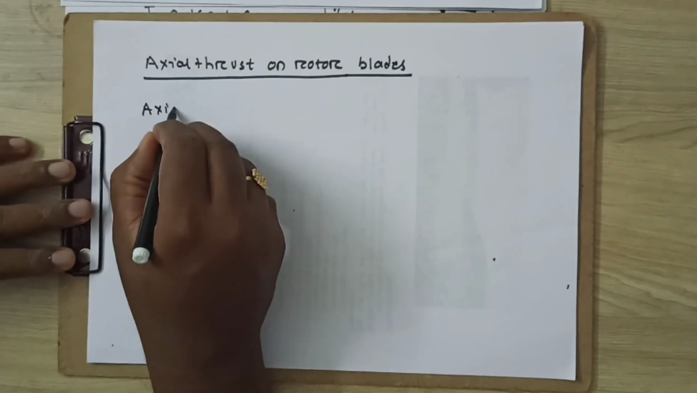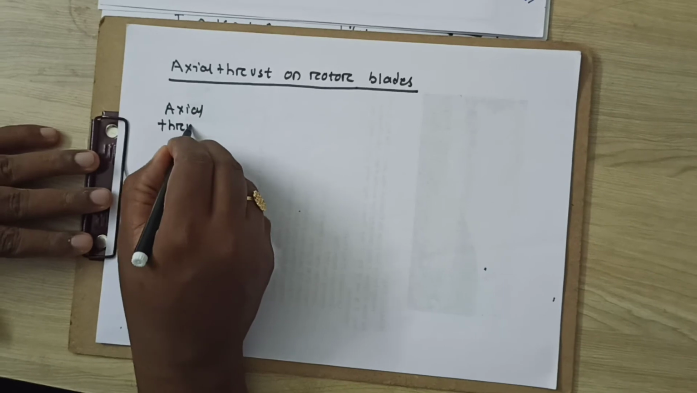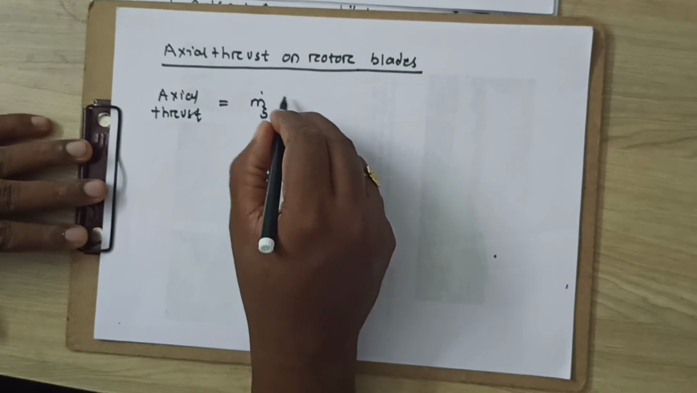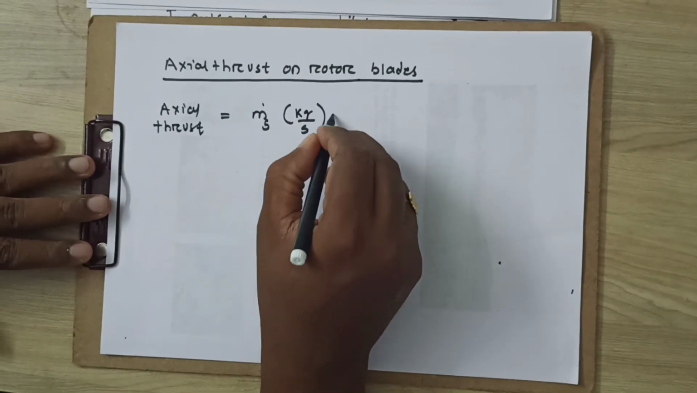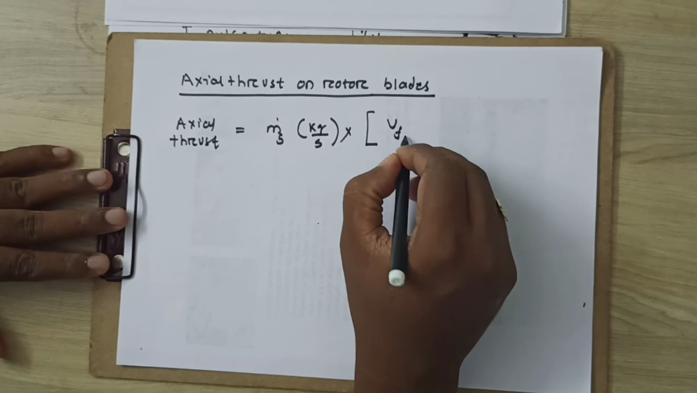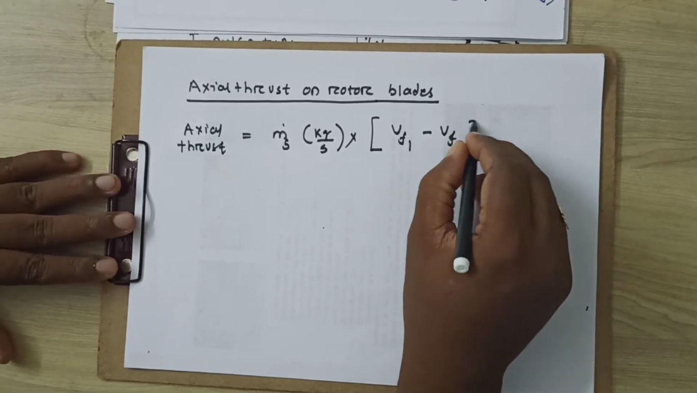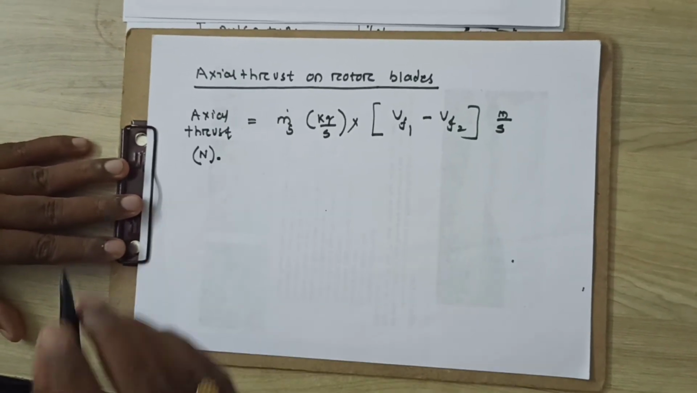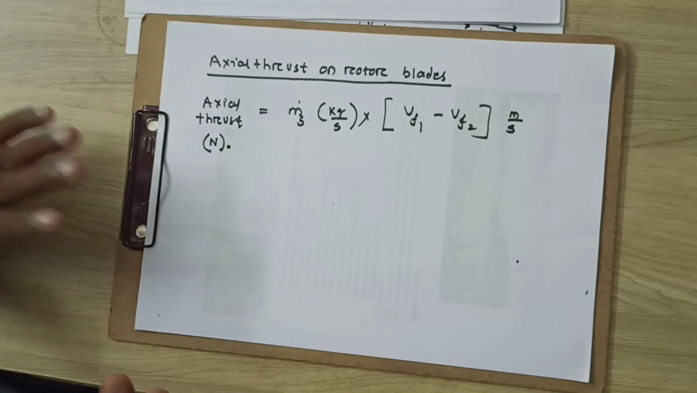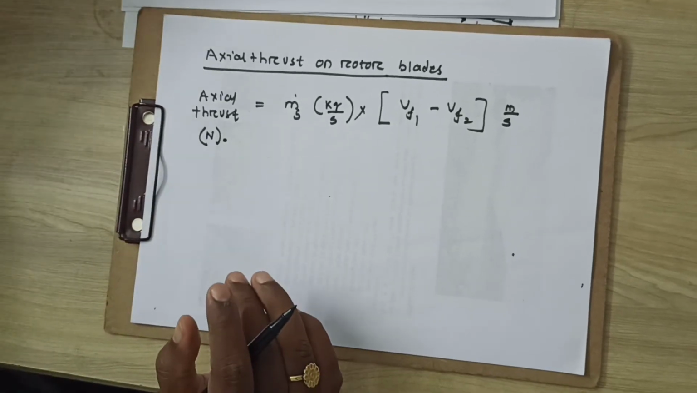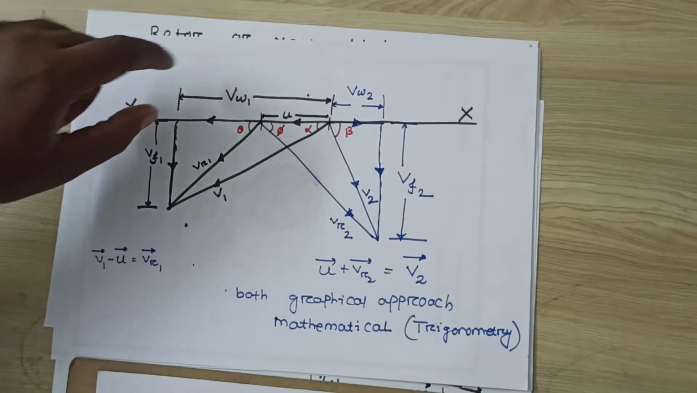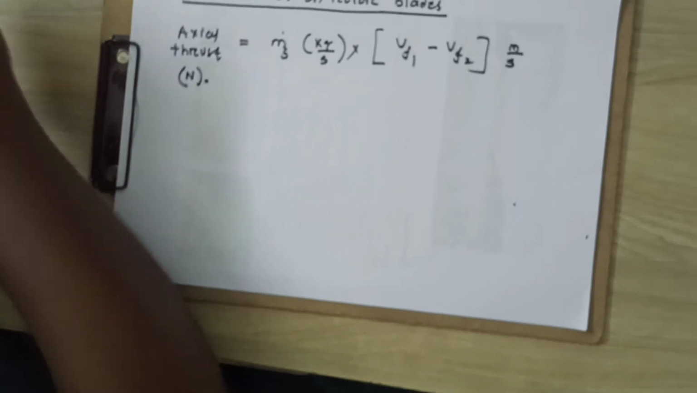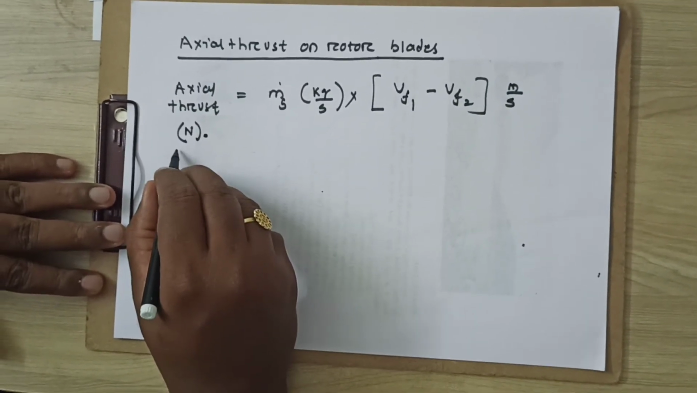So axial thrust will be your mass flow rate of steam into Vf1 minus Vf2, in terms of Newton. Okay, over. So two things: the power associated with Vw1 that we have found out, and the bearing thrust or axial thrust we have also calculated. Next we will move to efficiency.